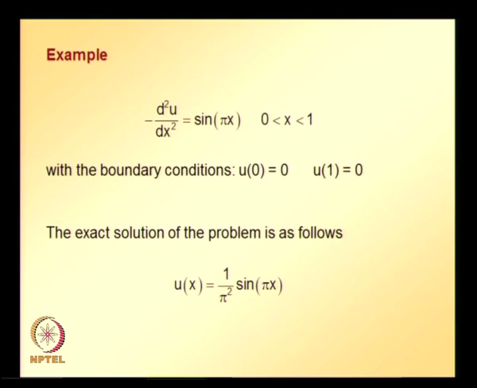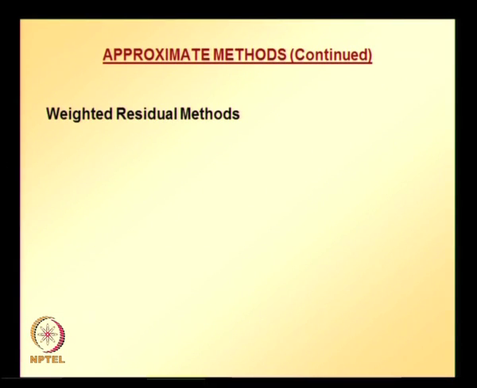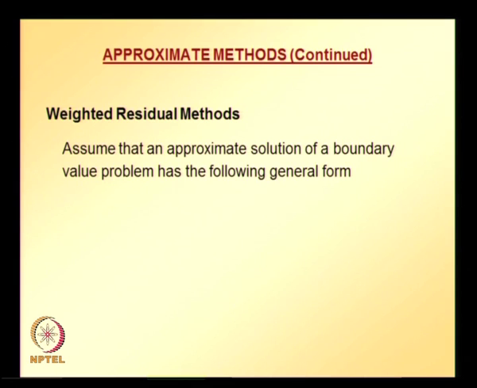So, let us start with the method of weighted residuals, or weighted residual method. Assume an approximate solution of the boundary value problem, and let us assume a polynomial based trial solution, where a naught, a 1, a 2 and so on are some unknown parameters which need to be determined as a part of the solution.